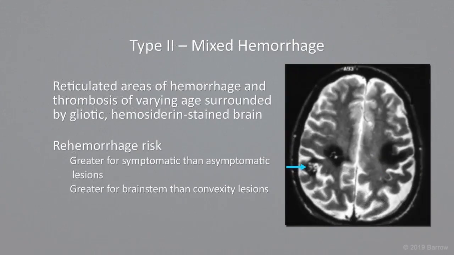Here we see an example of a type 2 lesion, which is a mixed pattern of previous hemorrhage and resolving hemorrhages. This tends to have a loculated area within the cavernous malformation seen on the MRI and is surrounded by a gliotic, hemosiderin-stained brain. For type 2 lesions, the rehemorrhage risk is again based on whether the lesion presented initially as symptomatic or asymptomatic and the location of the lesion, such that symptomatic lesions have a higher rate of rehemorrhage and brainstem lesions have a higher rate of rehemorrhage compared to convexity lesions.